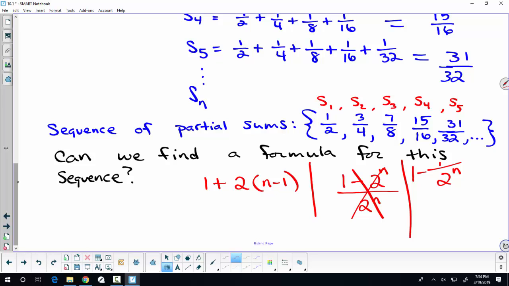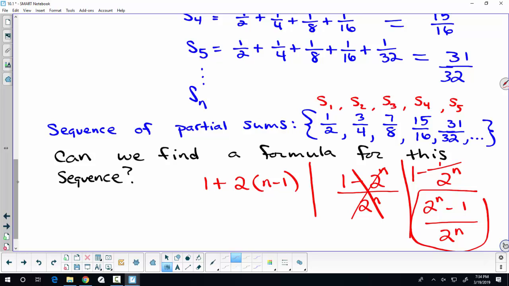Okay. All right. So 1 minus the quantity 1 over 2 to the n. Does that work? For the numerator? That's for the whole thing. Yeah. Okay. Couldn't you do 2 to the n minus 1 over 2 to the n? Yeah, that's the same thing. This is equal to this right here. So either one of those work.